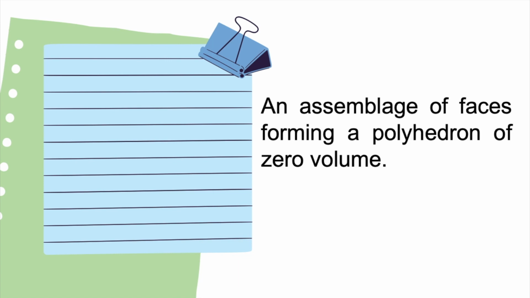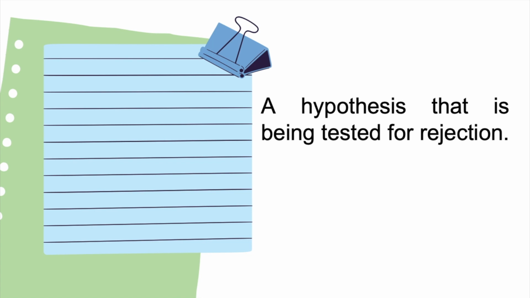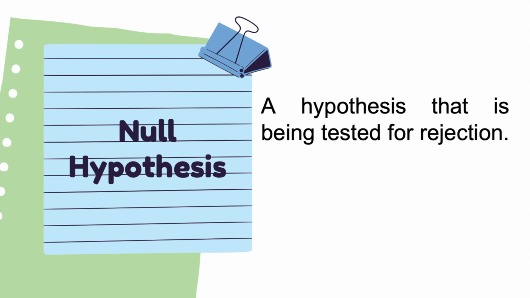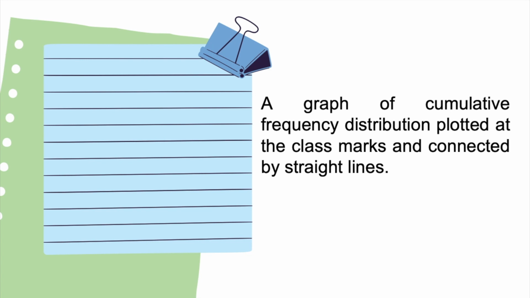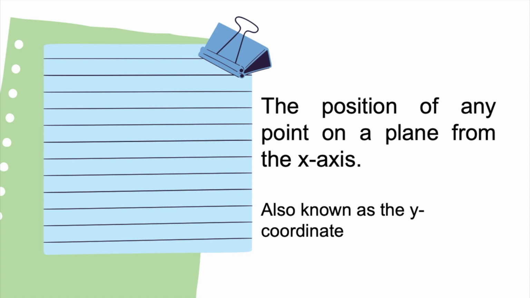An assemblage of faces forming a polyhedron of zero volume. Nullid. A hypothesis that is being tested for rejection. Null hypothesis. A graph of cumulative frequency distribution plotted at the class marks and connected by straight lines. Ogive. The position of any point on a plane from the x-axis. Ordinate.